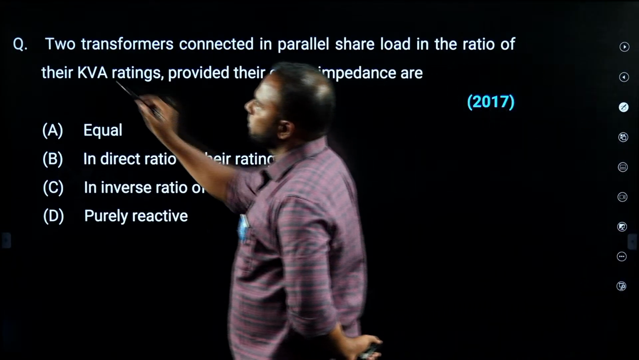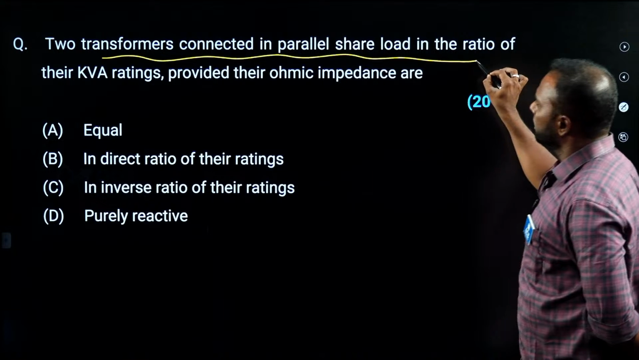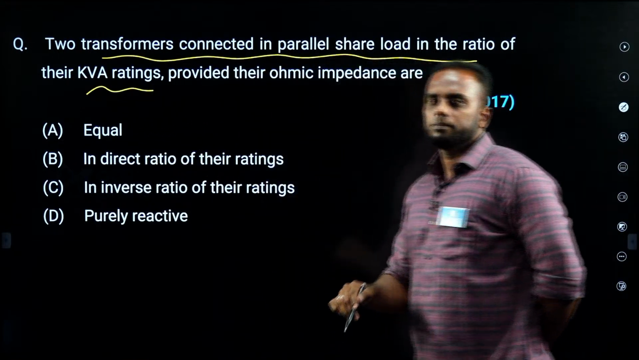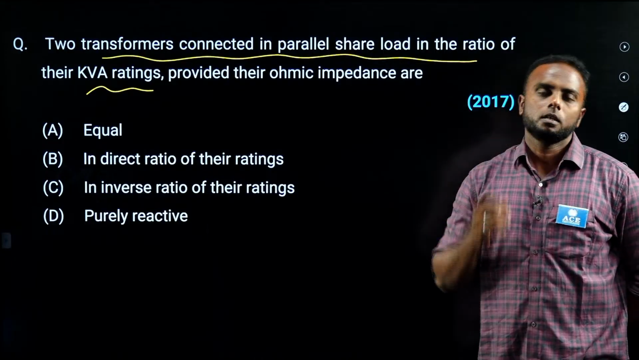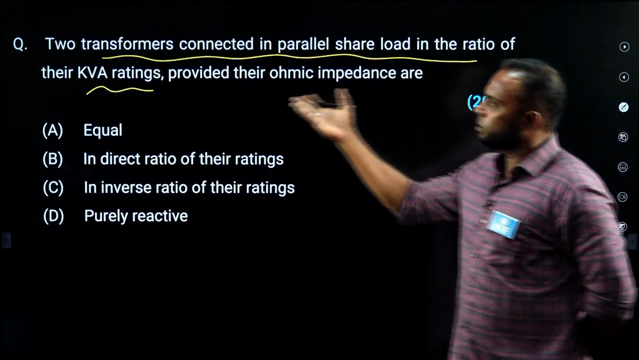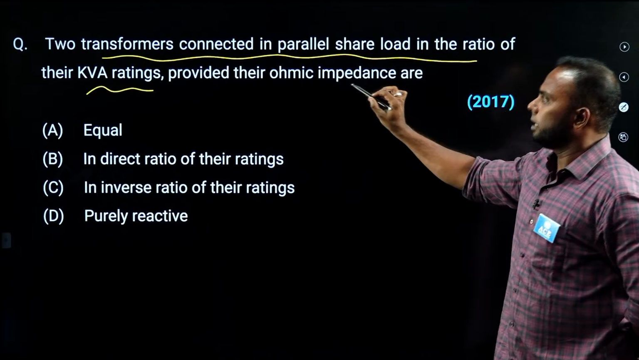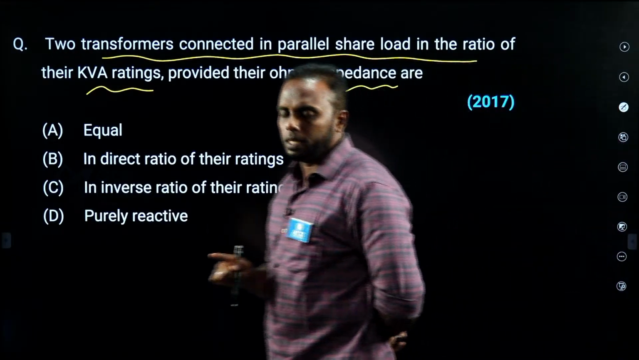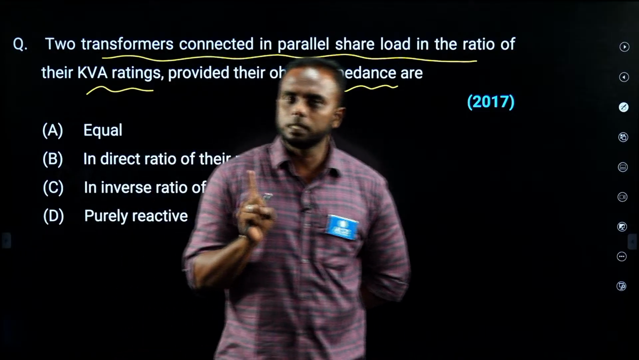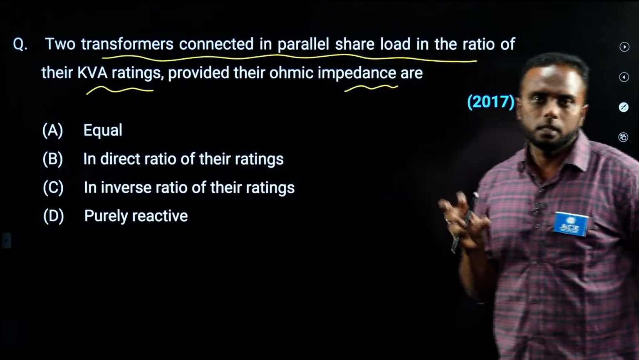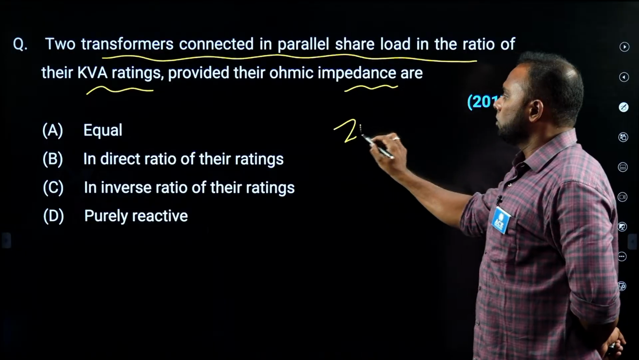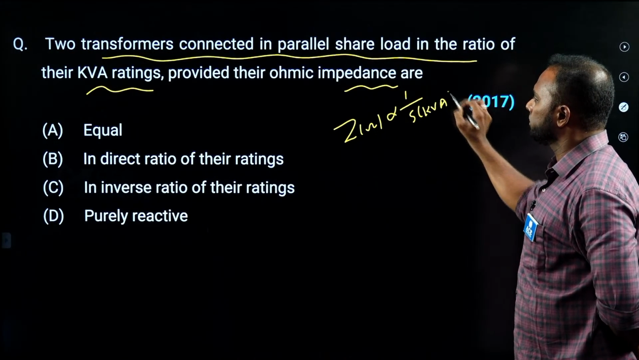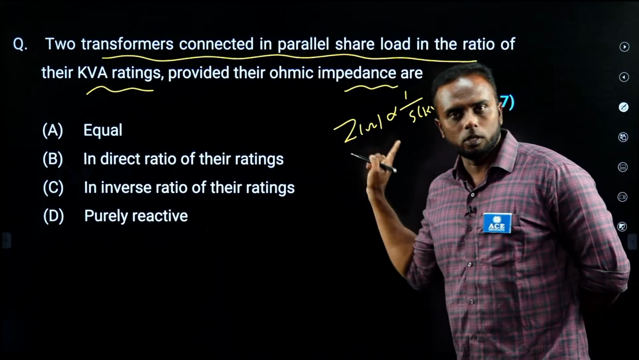See this question. Two transformers connected in parallel share load in the ratio of kVA rating, provided their ohmic impedance. So there is one condition here. In order to share the load by two transformers in parallel proportionally based on their kVA rating, the ohmic value of impedance should be inversely proportional to its kVA rating.